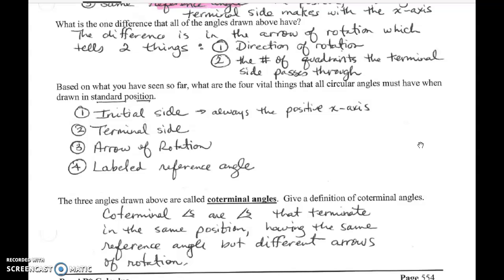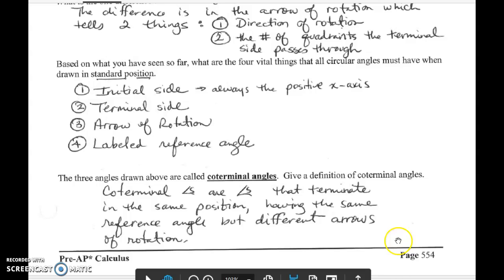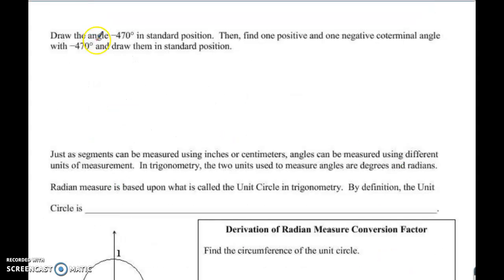And then I already gave you this phrase. The coterminal angles are angles that terminate in the same position, having the same reference angle, but different ways of getting there. Do you do a full rotation and then a little bit more, or do you go clockwise versus counterclockwise, things like that. So go ahead and pause the video as I get back to my notes.